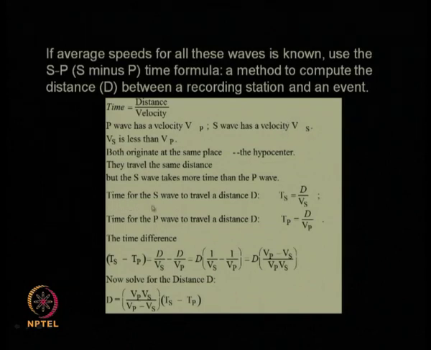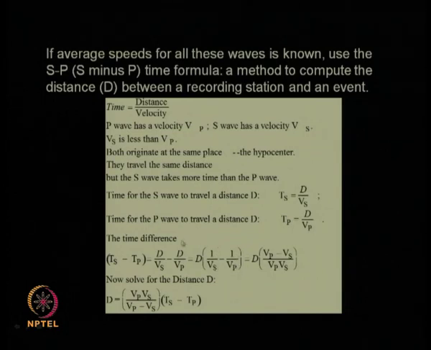So, the time required for the S wave to travel a distance d can be calculated as T s, which is nothing but the distance d by the velocity of shear wave V s, and the time for P wave to travel a distance d is T p, which is d by the velocity of primary wave V p, right. So, what is the time difference which we have observed in the seismograph station? That is T s minus T p. T s will be larger, because it comes later. So, T s minus T p is nothing but d by V s minus d by V p. Taking d common, 1 by V s minus 1 by V p.